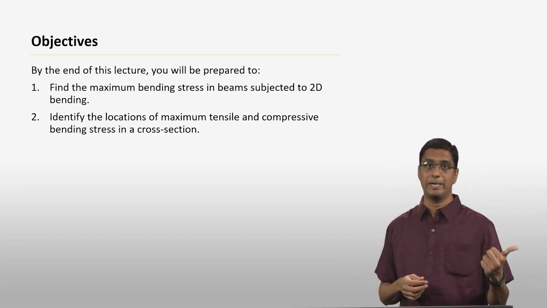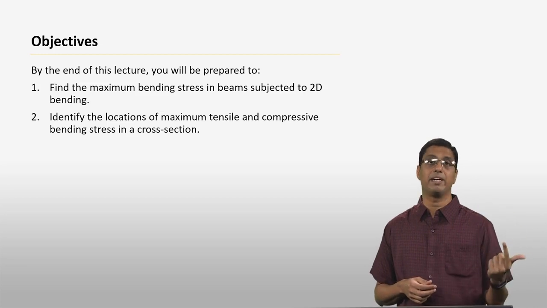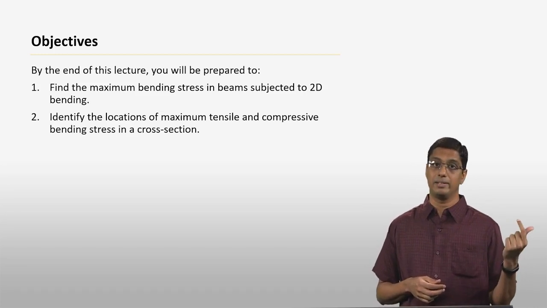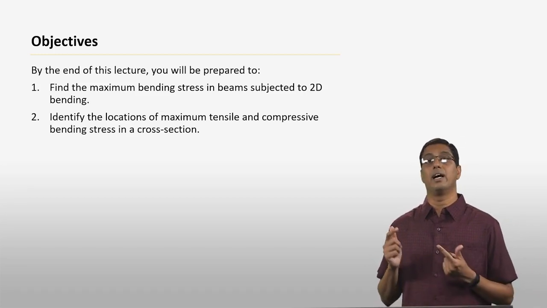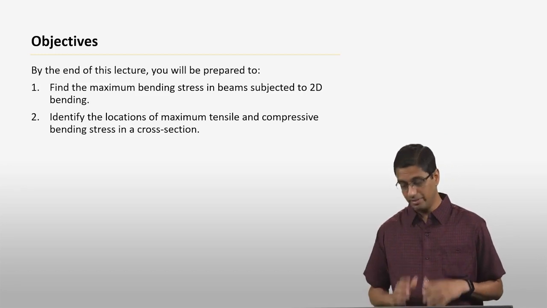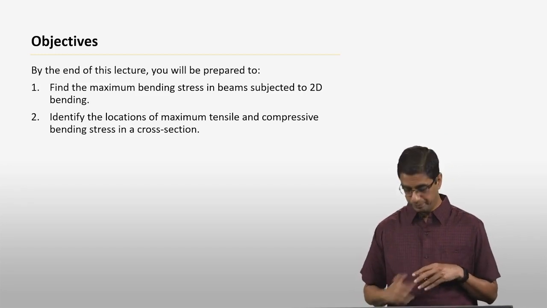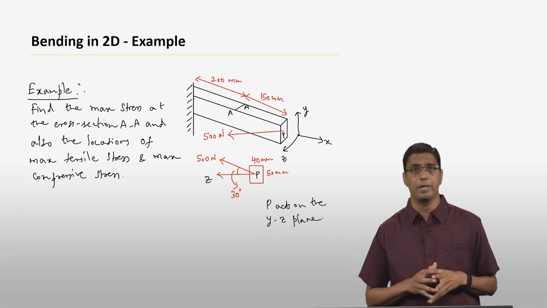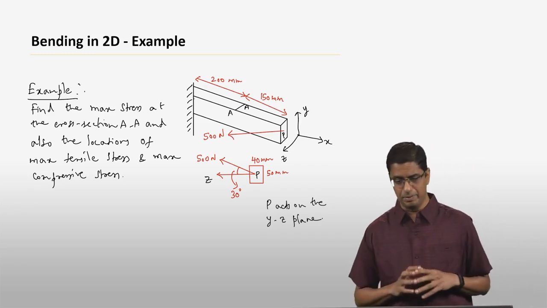So finding the maximum bending stress and finding the locations where the maximum tensile stress occurs and where the maximum compressive stress occurs at a particular cross-section. Okay? So here's the problem. It's again a very, very simple problem.